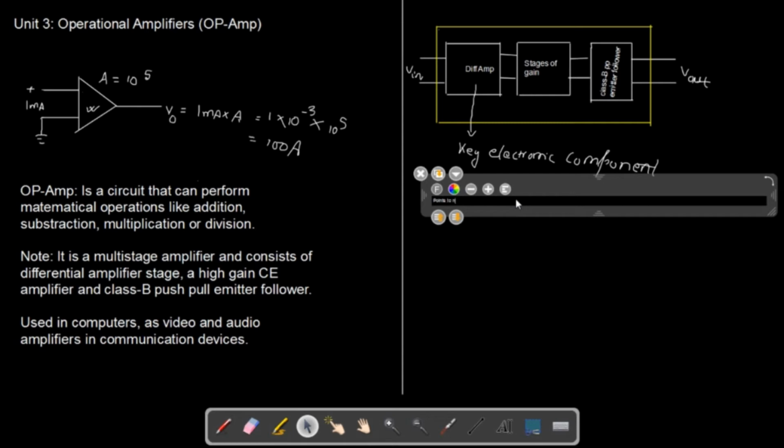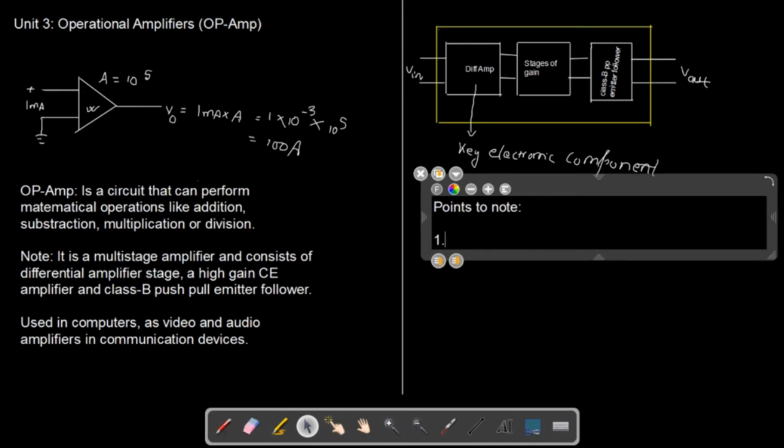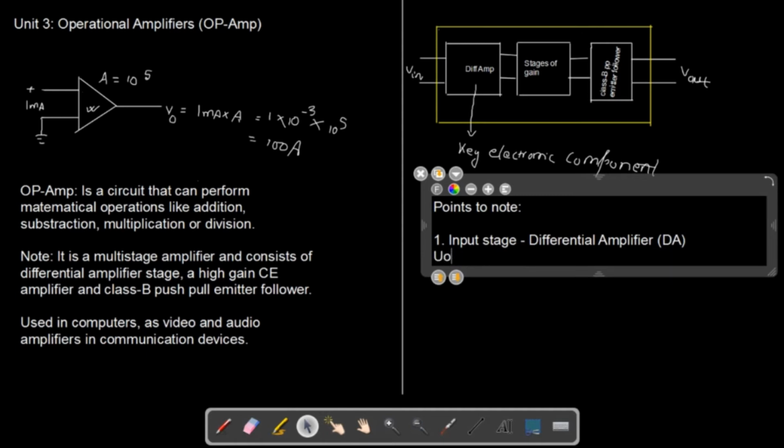Points to note. So the first point is the input stage of an op-amp is a differential amplifier. So probably I'll just use the notation DA again and again. And the output stage is basically a class B push-pull emitter follower. So if you just look into the output stage, we actually have a class B push-pull, oh sorry, not amplifier, emitter follower, right? Emitter follower, okay. So that's there.